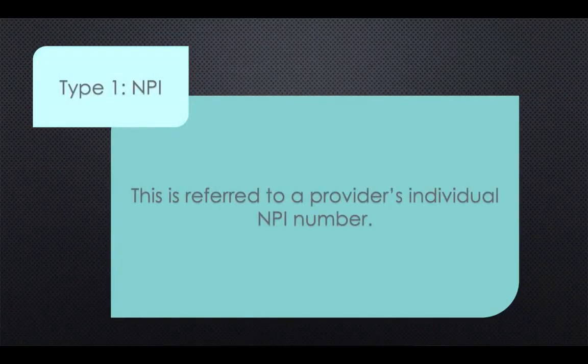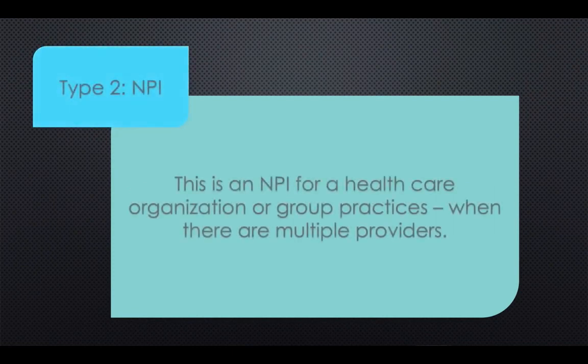There are two types. A Type 1 NPI is a provider's individual NPI number. A Type 2 NPI is an NPI for a healthcare organization or a group practice, where there are multiple providers. The purpose of the two NPIs can be explained better if you think of a patient who is being seen in a large group practice. The insurance wants to know which particular group saw that patient, which is the Type 2 NPI, and they also want to know which actual doctor saw the patient, which is the Type 1 NPI. To successfully process the claim, insurance will need both NPIs on the claim to do so.